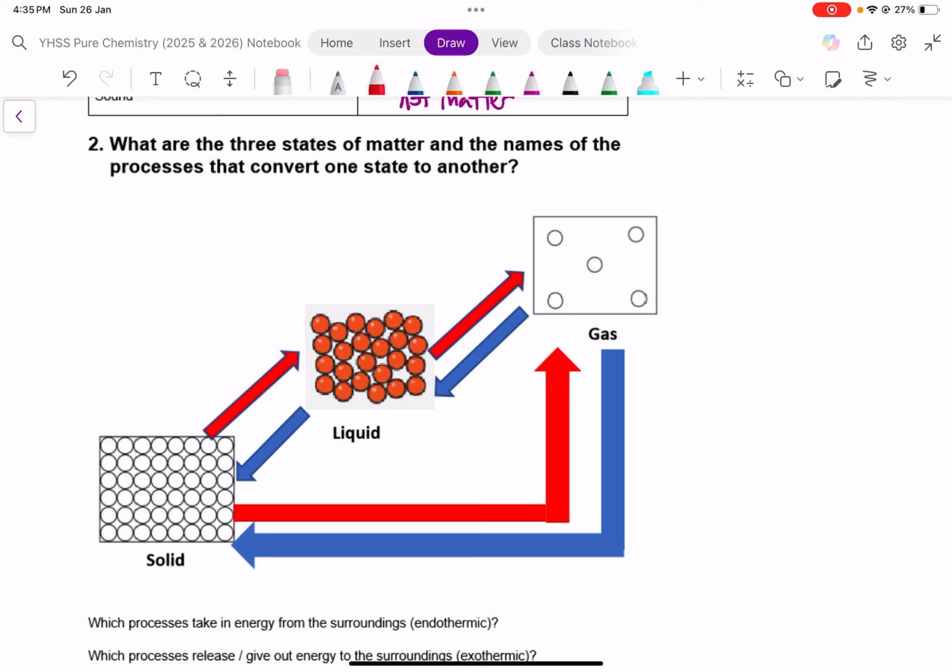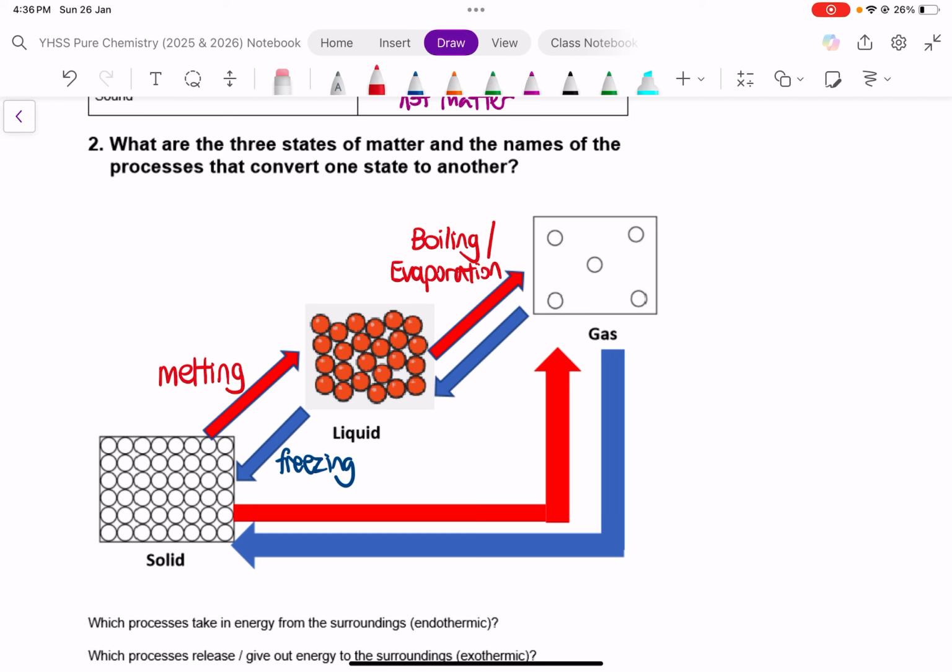Over here, we need to know the names of the processes that convert from one state to another. Firstly, we have solid to liquid. Solid to liquid is called melting. The reverse of melting, which is converting from liquid to solid, is freezing. Then we have liquid to gas. From liquid to gas is boiling and evaporation.